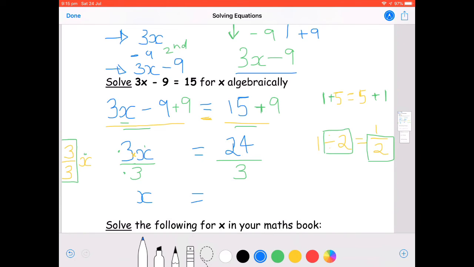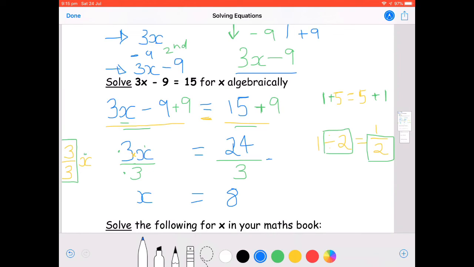Now we'll look at the right-hand side of the equation, and we've got 24 on 3. So if you think about it in fractions, you'd know that 24 on 3 would simplify to 8 on 1, or just 8. Or you'd also know that 24 divided by 3, which is what this line here means, 24 divided by 3 is equal to 8. So therefore, x must be equal to 8.